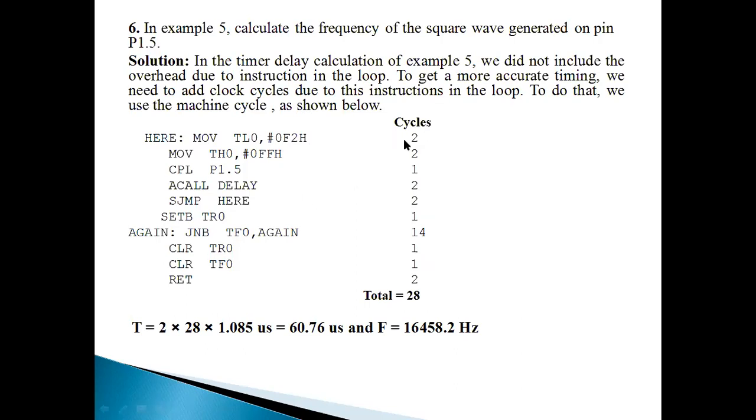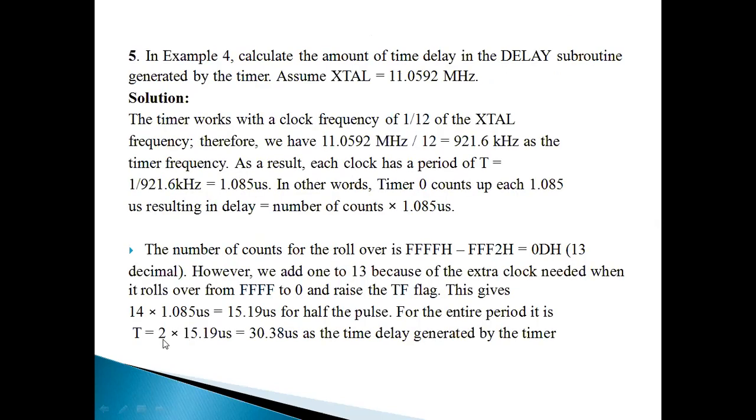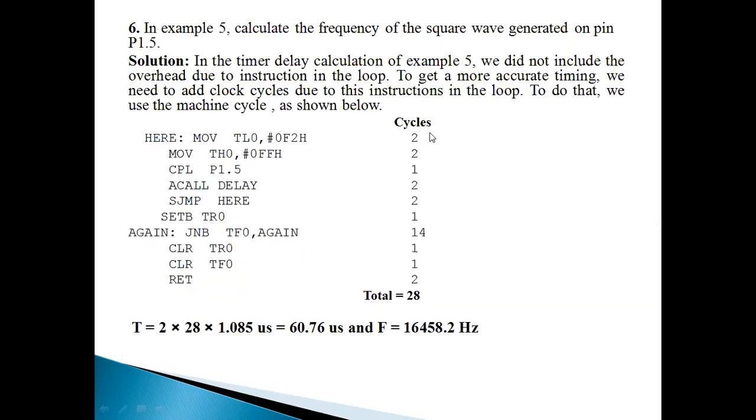So the step is, first we need to add all these values. So we get total 28. So a total of 28 clock cycles are required to execute this whole code. Since we know that we have to multiply it by 2, because a square wave consists of 2 parts, one is the high part and another one is the low part.